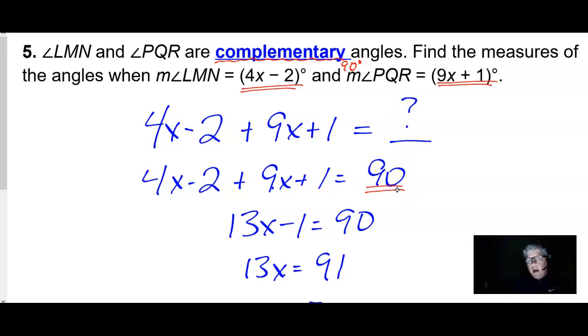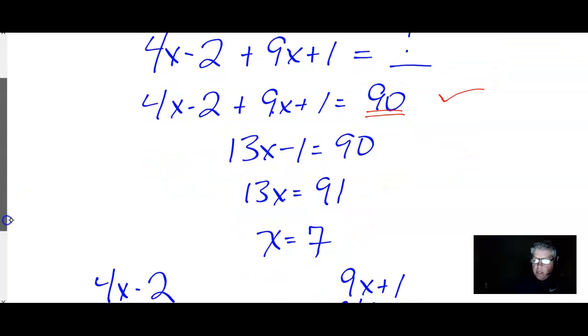Hey, this is why we do all those practice problems, because once you get here, you should feel comfortable with your skills to say, oh, I got this. I'm going to finish this strong. I'm going to pick the right answer and we're going to celebrate it. So 13 minus 1, add 1, divide both sides by 13, and you get x equal to 7.